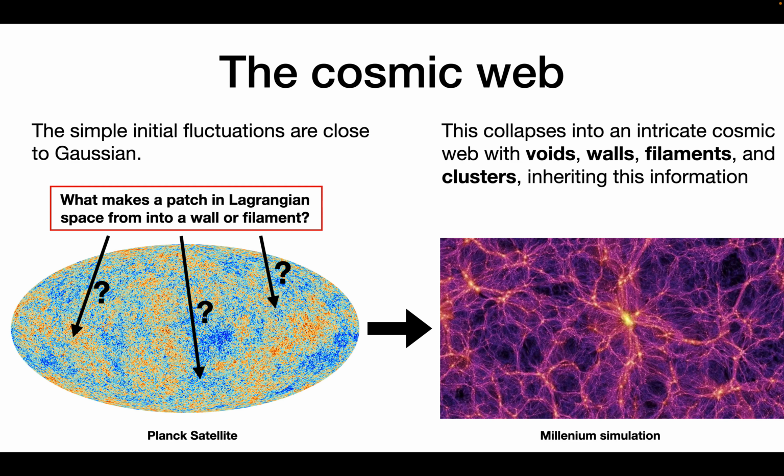Can we identify patches in the initial condition, in the Gaussian initial conditions, that will later on grow to form the walls and filaments in our universe? And what is their mathematical structure? How can we use that to understand the cosmic web?